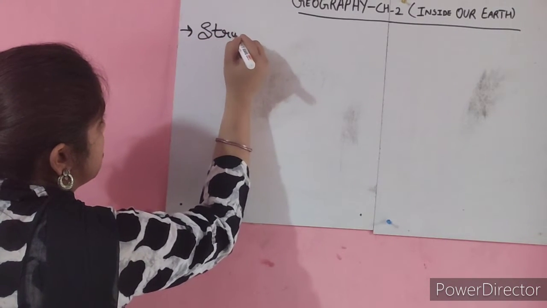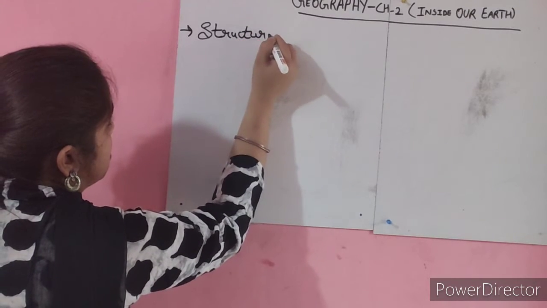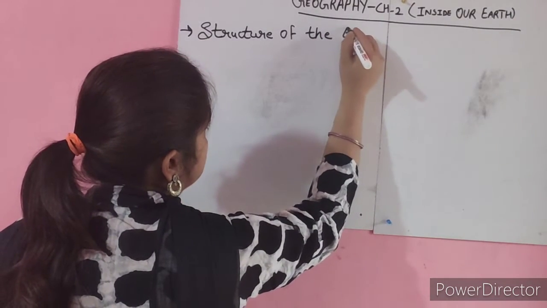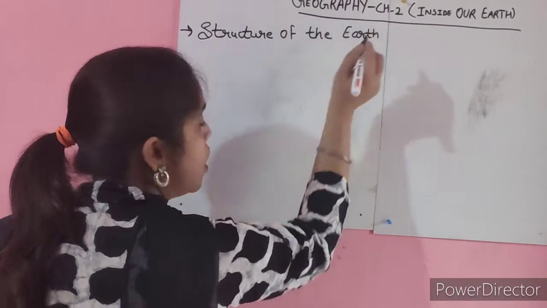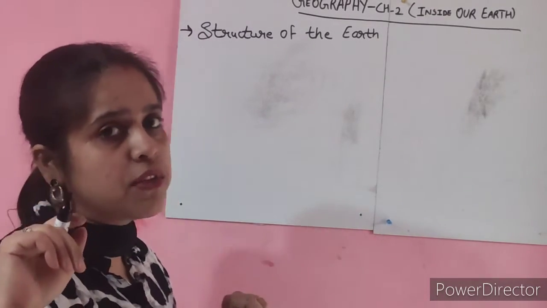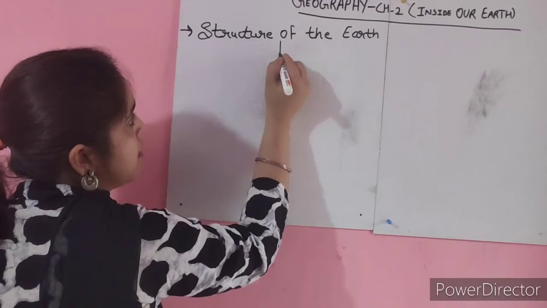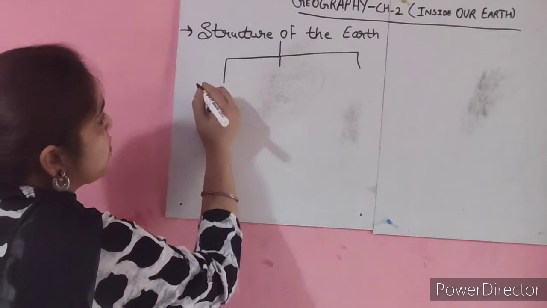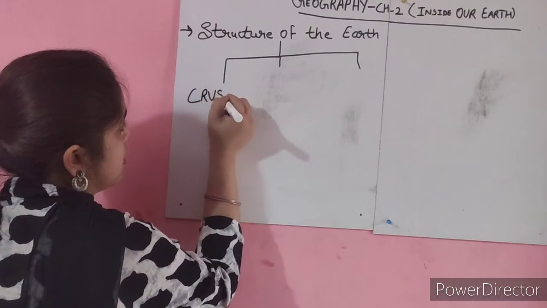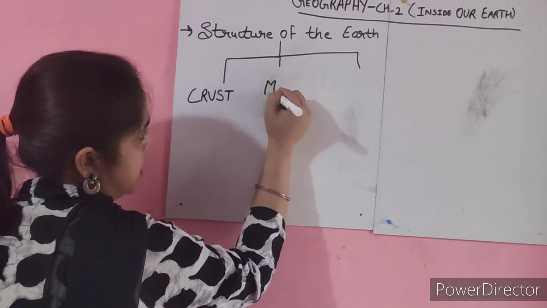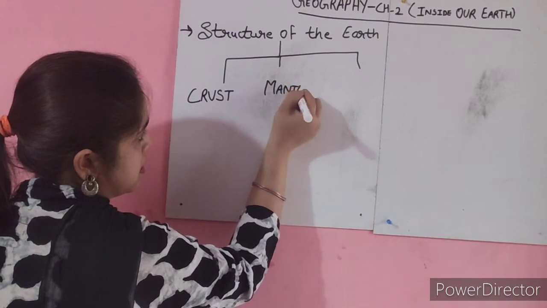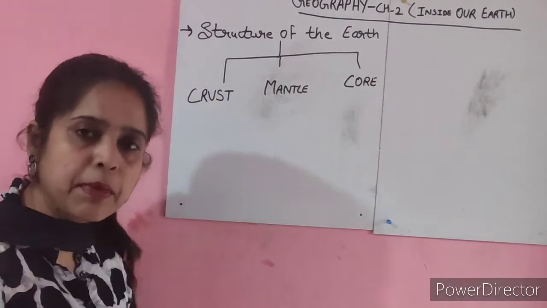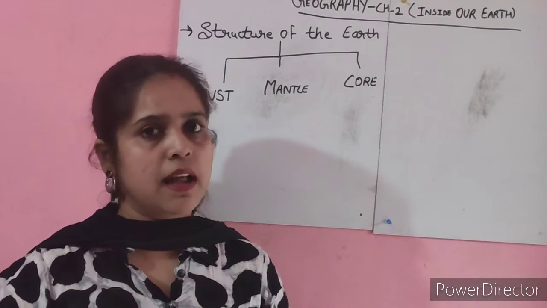Structure of the Earth. Remember, we started with different layers of the Earth, and what were those 3 layers that we have discussed? I want to hear from everybody. Those 3 layers were crust, very good, then mantle, yes, and then core. Remember, we discussed about crust, mantle and core.